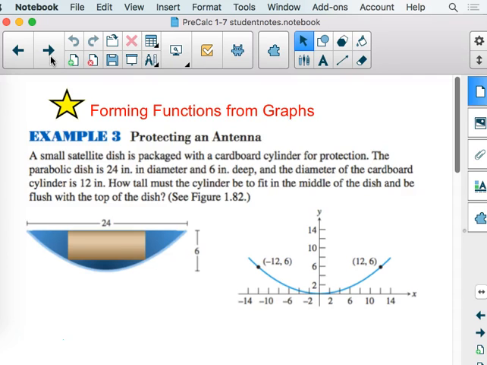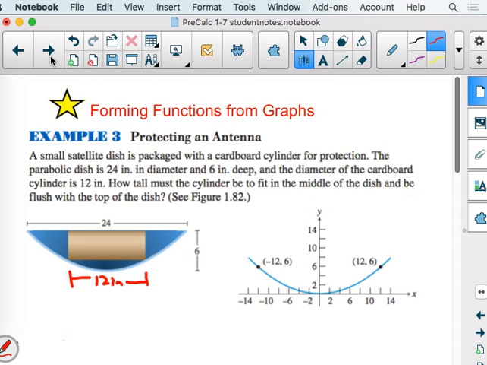And with this one, I'm really glad they gave us a picture of it, because I'm not sure that everybody would recognize that when they say that that's the diameter, that that's what they mean. So this is really kind of a big, awkward-looking cylinder that they have in there with a 12-inch diameter. And they want to know how tall must the cylinder be to fit in the middle of the dish and be flush with the top of the dish. So sit in there nice and straight so that it's doing something to protect the bottom, but then it comes right up to the top so that it's actually giving some support from the top of that as well.